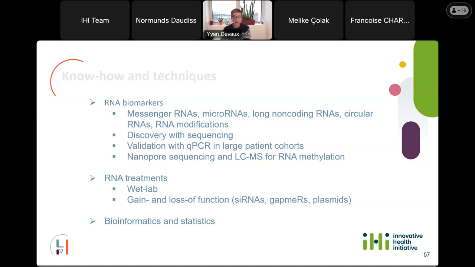And we also used nanopore direct sequencing and liquid chromatography coupled to mass spectrometry to study RNA methylation profiles. In terms of treatment, we have a fully equipped molecular biology wet lab where we can do some gain and loss of function experiments using small interfering RNAs, gapmers, plasmids, to try to decipher the role of these RNA molecules in the progression of the disease.